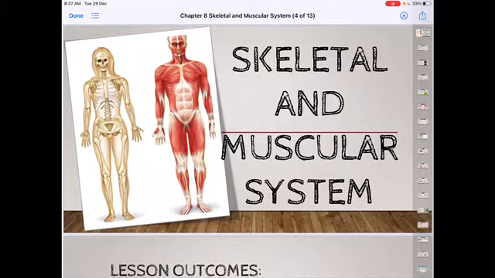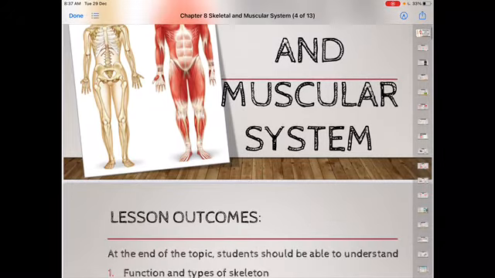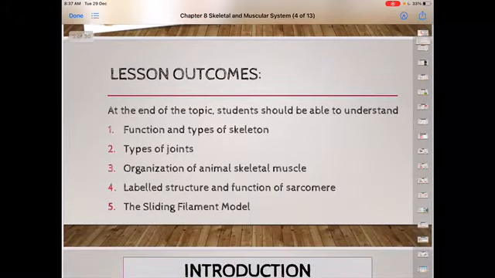For today, we are going to learn about the skeletal and the muscular system, which is a new chapter, chapter 8. For the lesson outcomes, you must be able to understand the function and types of skeleton, the variation in types of skeleton, the types of joints, and the organization of animal skeletal muscle. You must know each structure and be able to label. And the last is the sliding filament model. This model is involved in muscle contraction or movement.